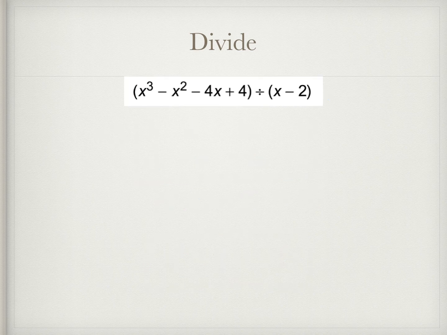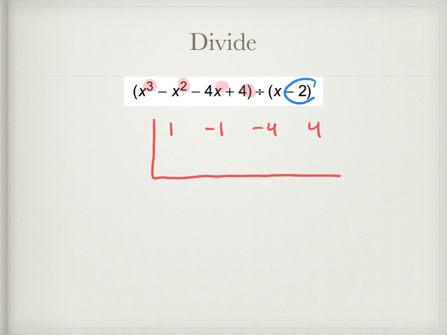All right, next. What goes inside the box? Negative 1, negative 4, and 4. Always check to make sure you're not missing any. I have the third power, second power, first power, no power. So we're good there. What goes outside? Positive 2, because you always change the sign.